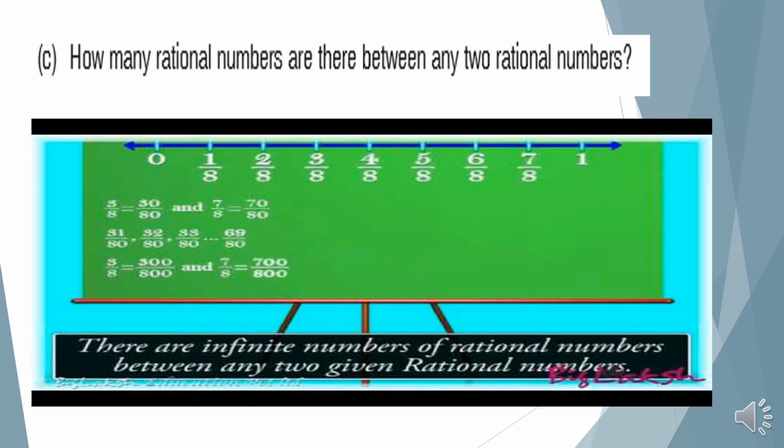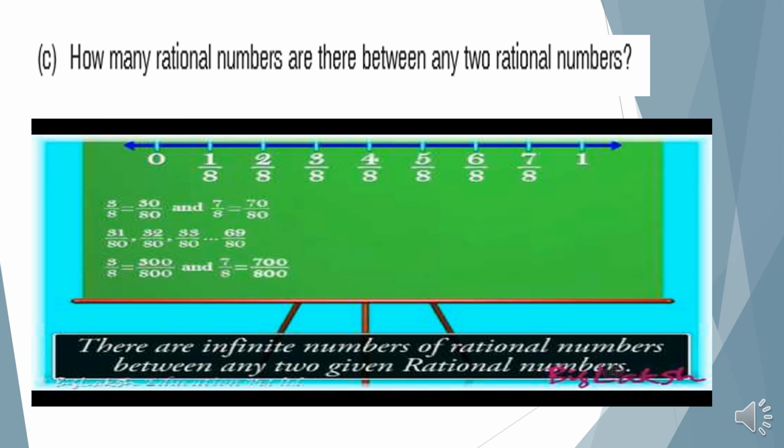Part C. How many rational numbers are there between any two rational numbers? To find the answer, check the figure given below. In this figure, I have drawn one number line and represented 0 and 1. After this, I have subdivided 0 to 1 into 8 equal parts. So, the first division can be written as 1 by 8, the second division as 2 by 8, the third as 3 by 8, and so on, the last as 8 by 8, which is equal to 1.